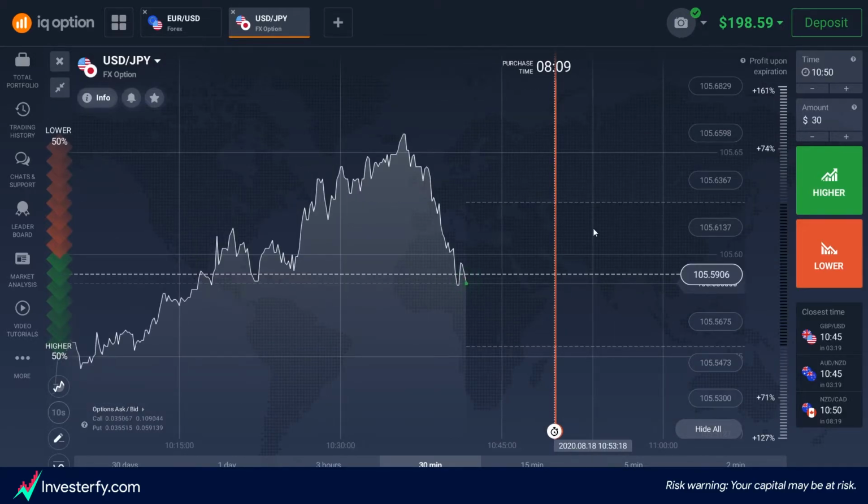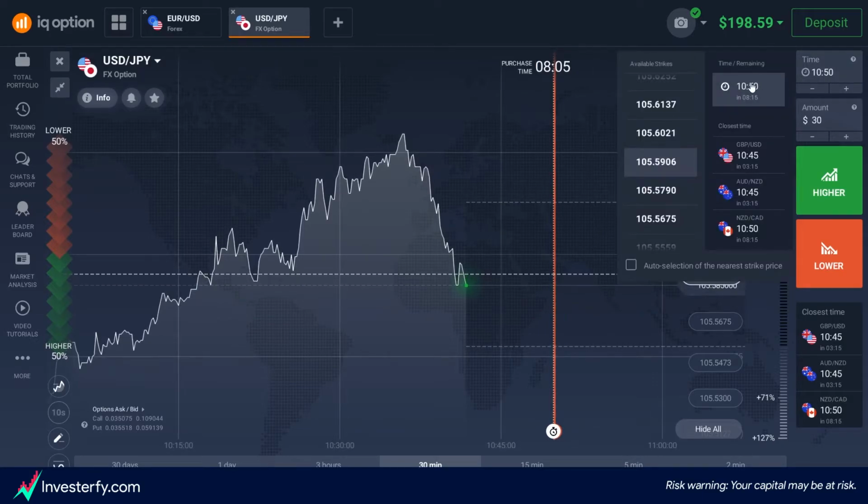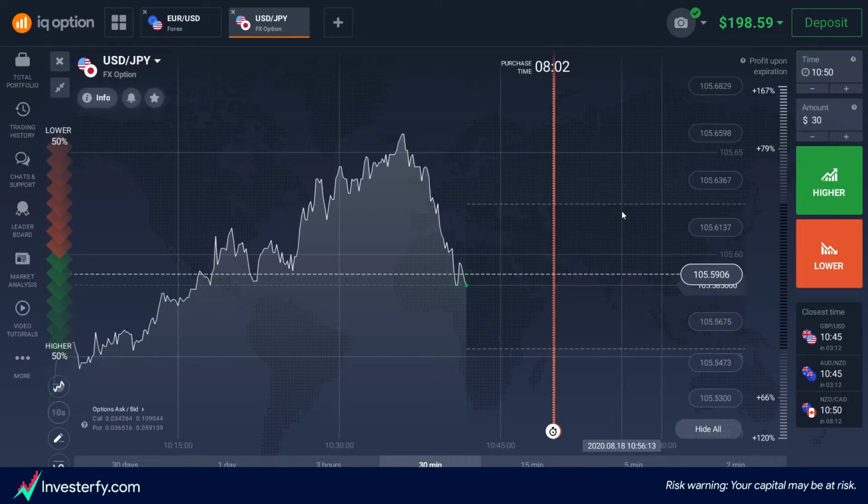We have also heard that some countries are able to change the expiration time by pressing time here and then pressing the time here again. But as you can see, we are not able to do this. This might also depend on your country of residence.